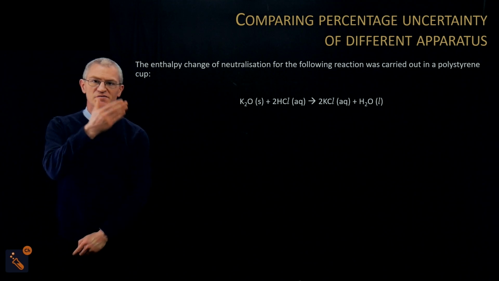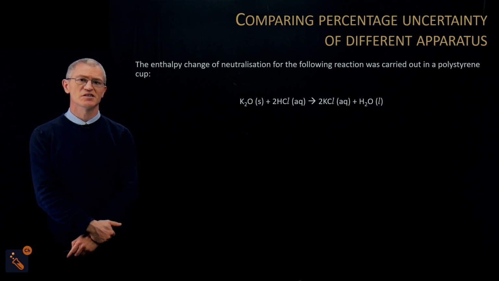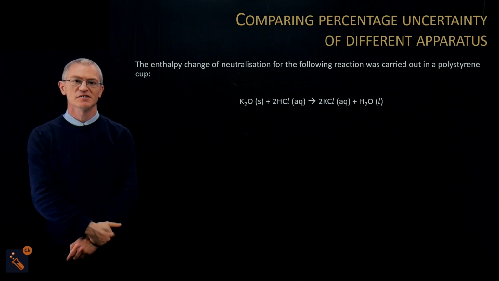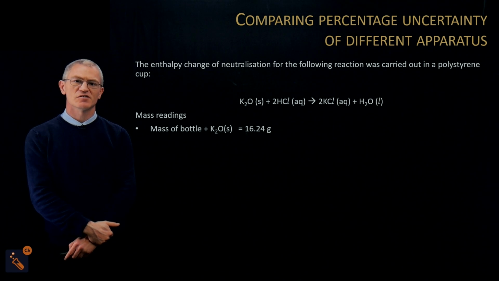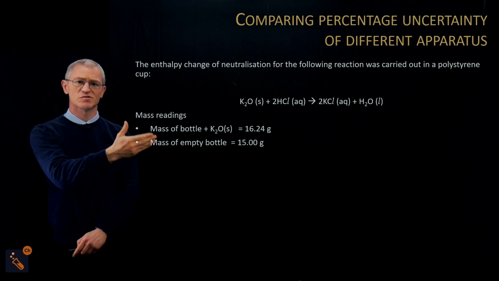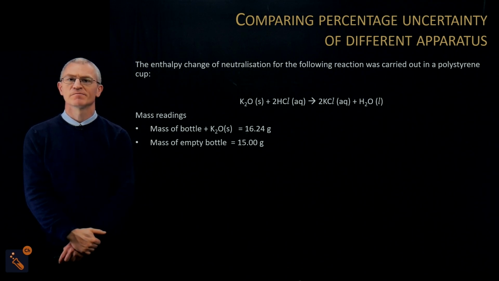So if we show you a full exam question here, which is the enthalpy change of neutralization for this reaction, which is potassium oxide plus hydrochloric acid. We've got some mass readings that are given to us. We can see the mass of the bottle plus potassium oxide and the mass of the empty bottle. So it makes sense if I want to know the mass of the potassium oxide, I would take the mass of the bottle and the potassium oxide and take away the mass of the empty bottle from that.